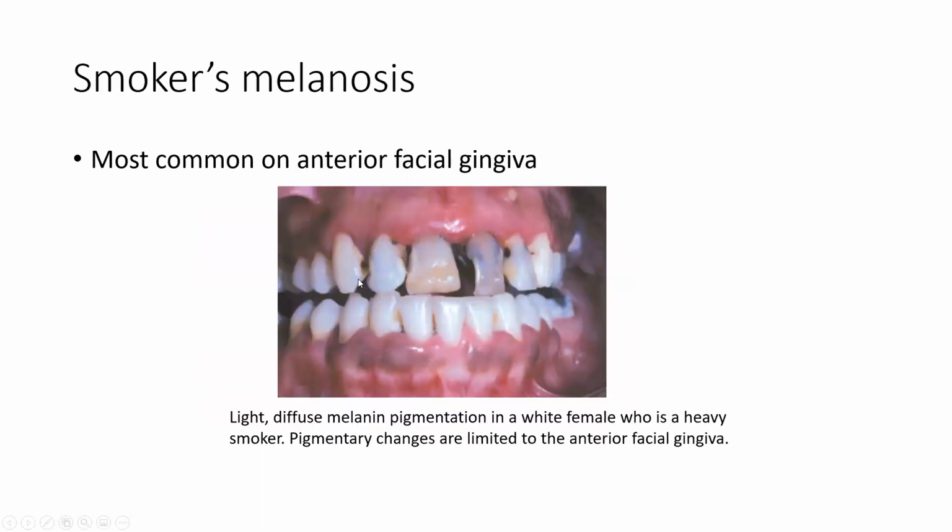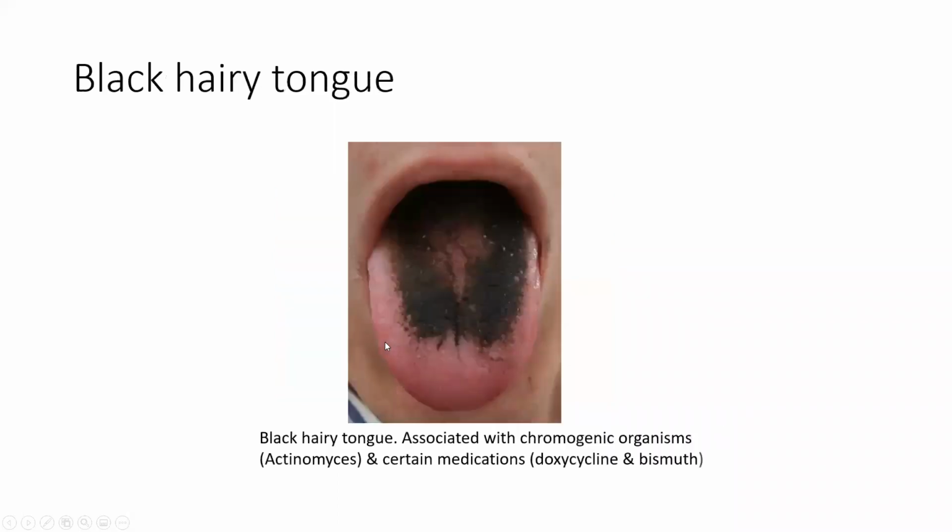Next one is smoker's melanosis. Whenever the patient has a habit of smoking, there is black diffuse melanin pigmentation seen in the gingiva. Usually it occurs only on the buccal surfaces, the front surfaces of the gingiva, and it is not usually seen in the posterior surface, only on the anterior facial gingiva. Thus, that does not require any treatment too.